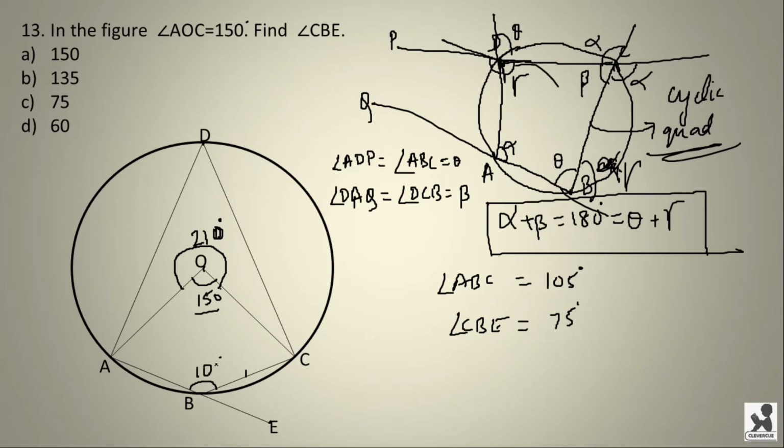So this is 105 degrees, just opposite of this. Like if this angle AOC is 150 degrees here, angle ADC will be 75, half of 150. Similarly, if angle AOC, the outer angle, is taken as 210 degrees, then the opposite side of this will be 105 degrees, that is half of 210 degrees. I hope this is clear. Now we get angle CBE as 75 degrees. You can choose any method to solve this question. So option C is the right answer.